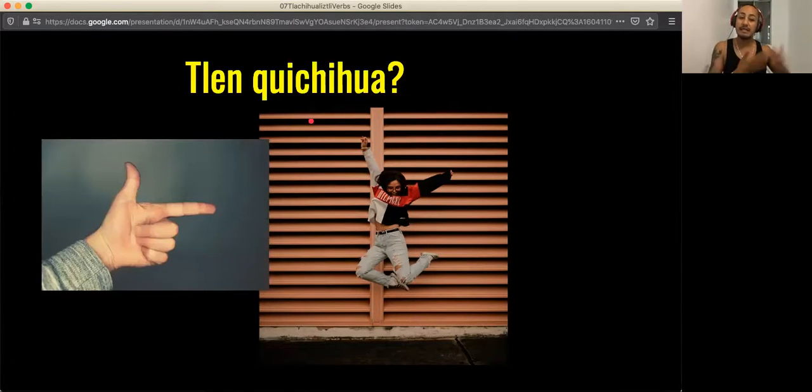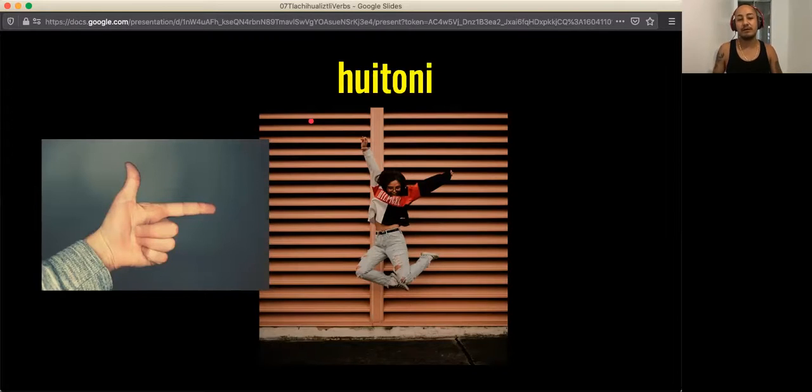Tlen kichiwa, tlen kichiwa ya. Okay, so notice the pattern. Notice that there is no prefix in front. If you're noticing the pattern, you're noticing that we're adding the exact same prefixes that we've been adding in front of nouns. Just like in nouns, we don't add a prefix when we're talking about he or she does something or he or she is something. We just leave it blank. We just say the word. So the same thing with verbs. In Nahuatl, you just say huitoni, and that means he or she is jumping or jumps.